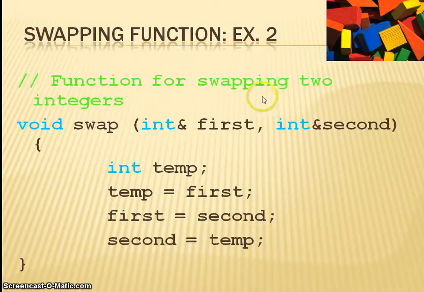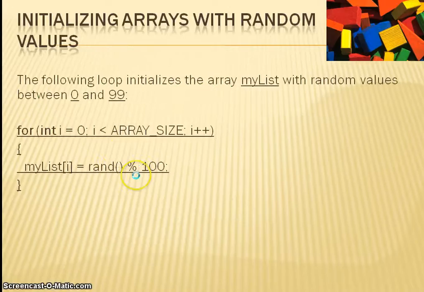For the swap, we have to use the swapping function void swap with int first and int second. From that we have to declare a temporary value as temp. So the first value is moved to temp, the second value is moved to the first, and the temp value is moved to the second. So here we swap the first and second values.